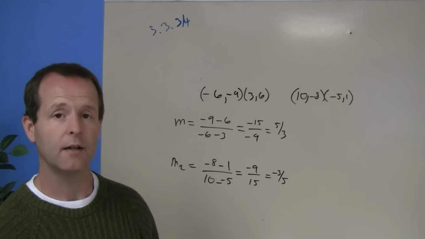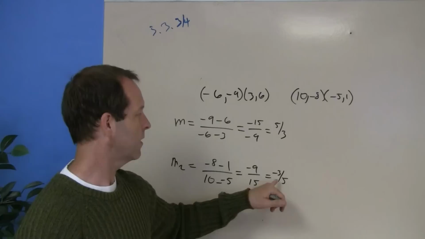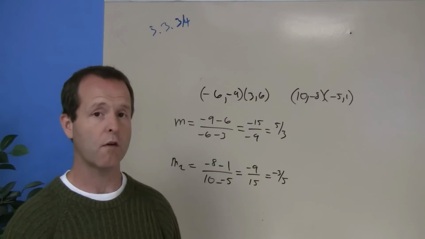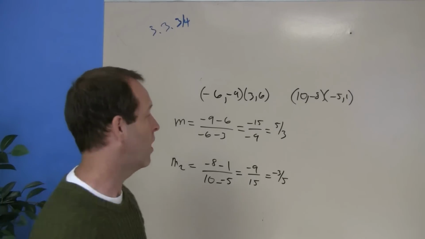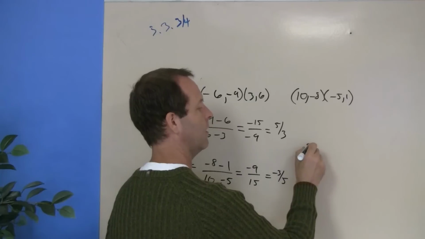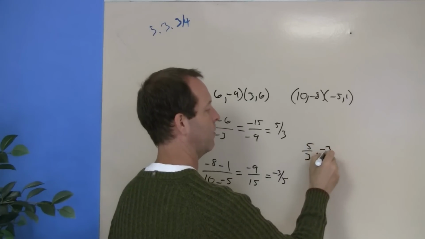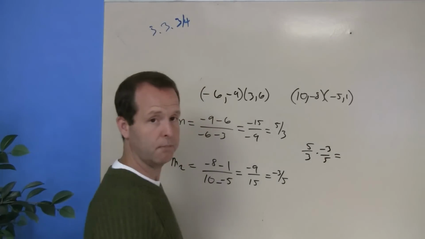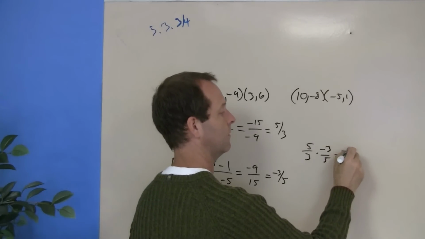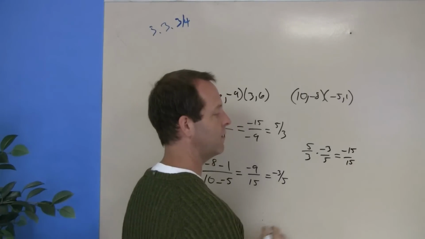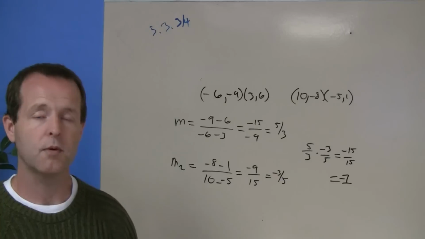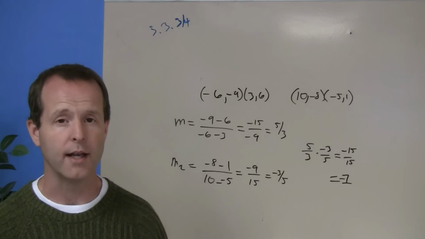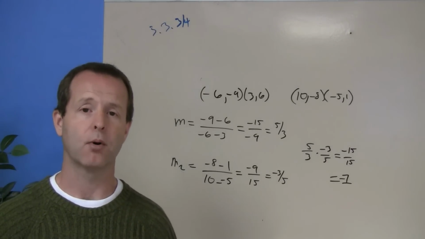Well, the slopes here, one is 5/3, the other one's negative 3/5. If their slopes when multiplied equal negative 1, so for example, 5/3 times negative 3/5, if I were to multiply them out, gives me negative 15 over 15, which equals negative 1. If their slopes when multiplied out equal negative 1, then the lines are said to be perpendicular.